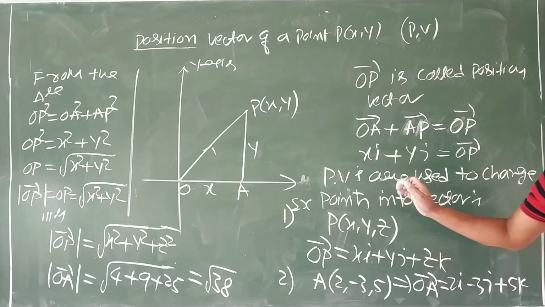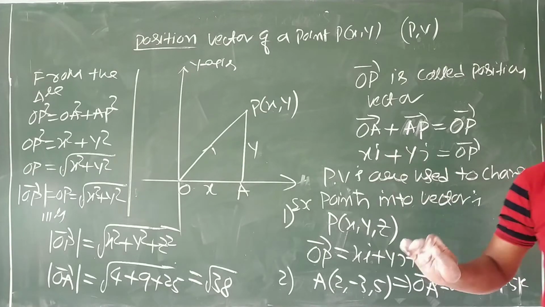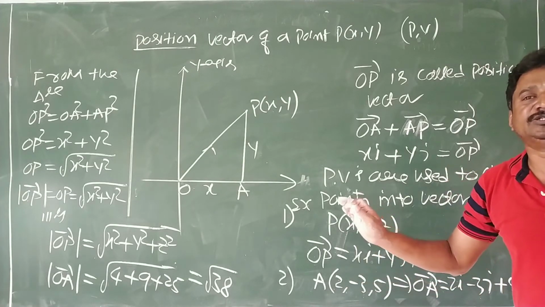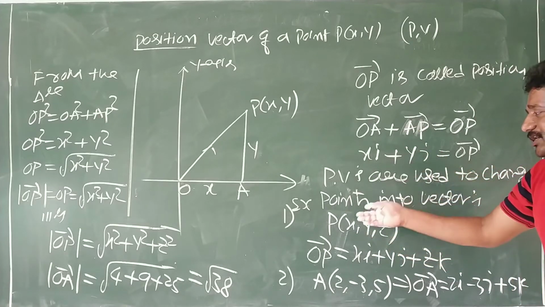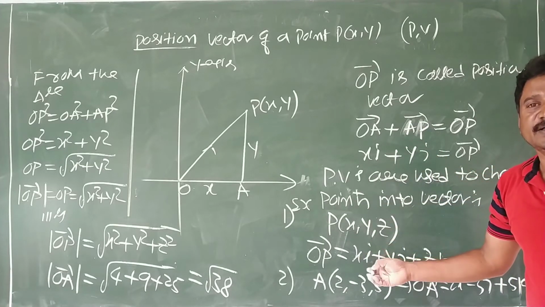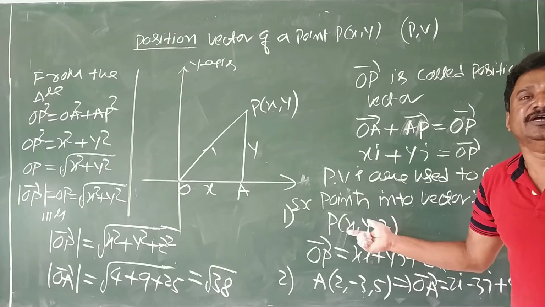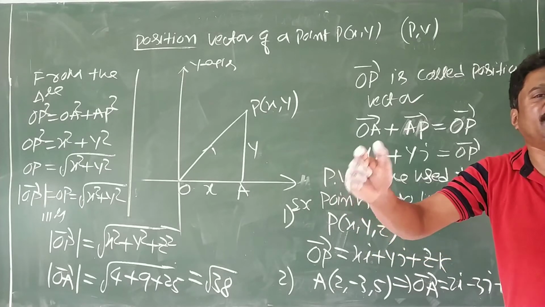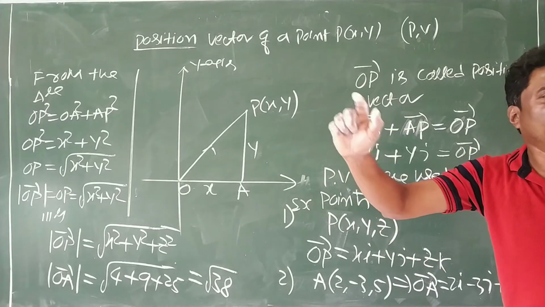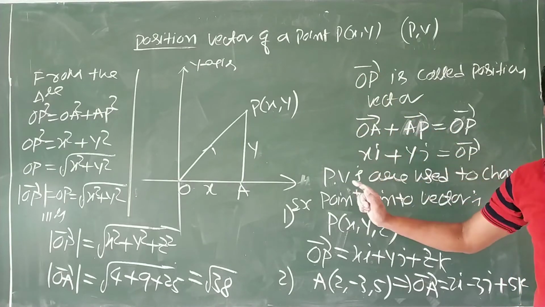Further, what is the use of PVs? We use PVs to change points into vectors. Whenever points appear, immediately go for changing them into vectors using point O. Right? I hope you got a complete idea about this.